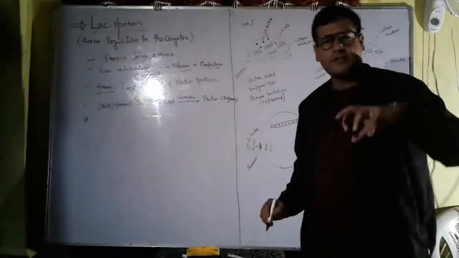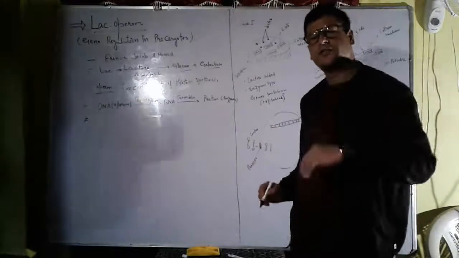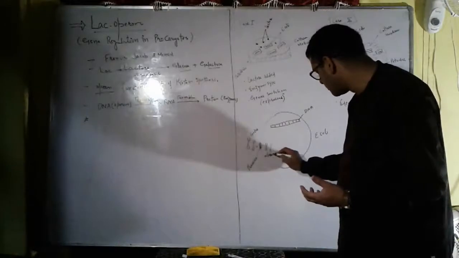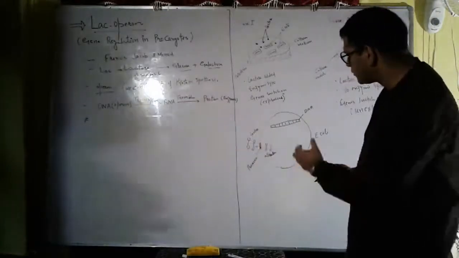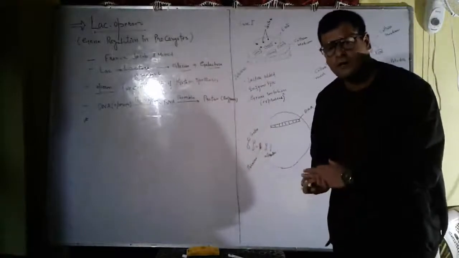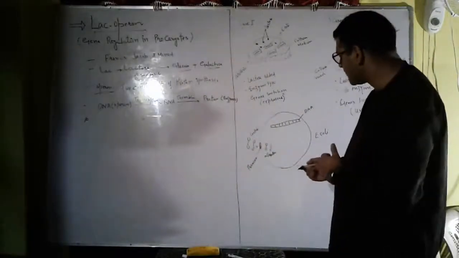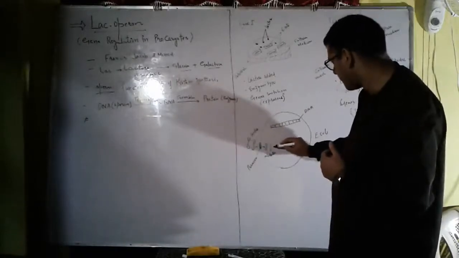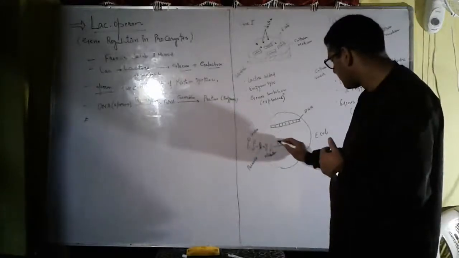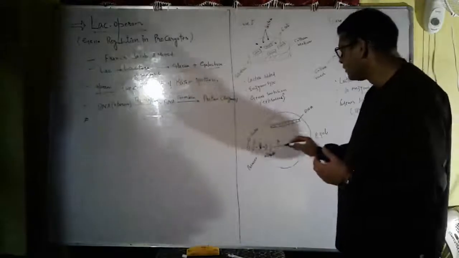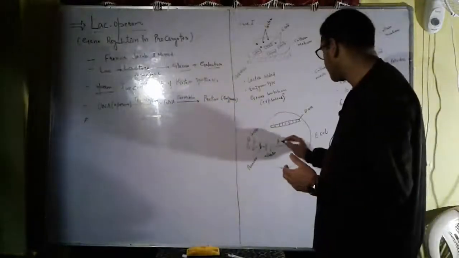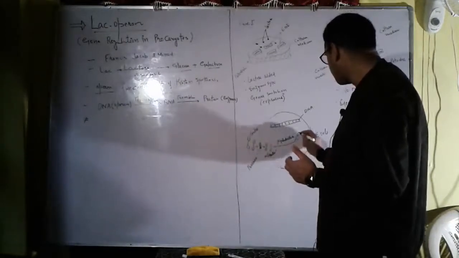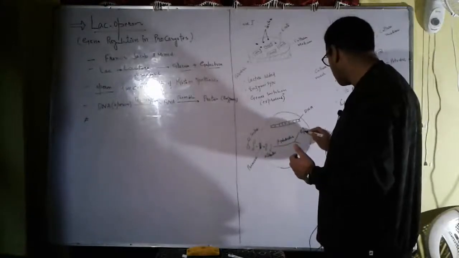In the bacterial cell, it undergoes conformational change, it gets converted into allolactose. So allolactose is the actual inducer in case of lac operon, and lac operon is an inducible operon. Allolactose is then converted into monosaccharides, glucose and galactose, by an enzyme called beta-galactosidase.